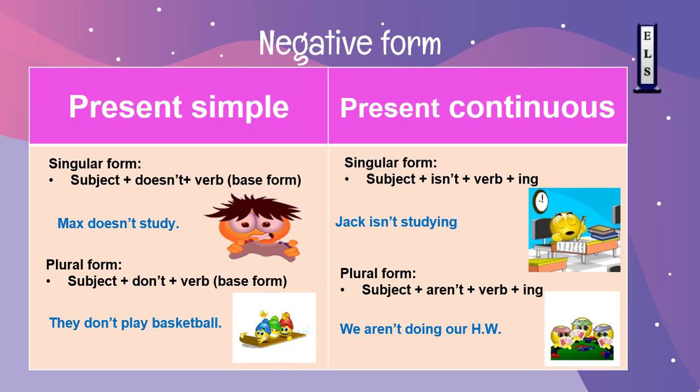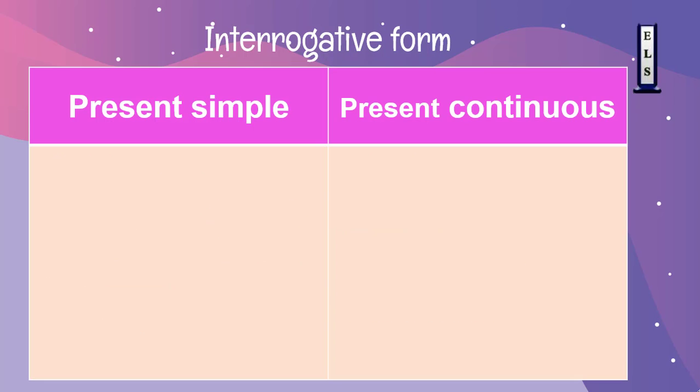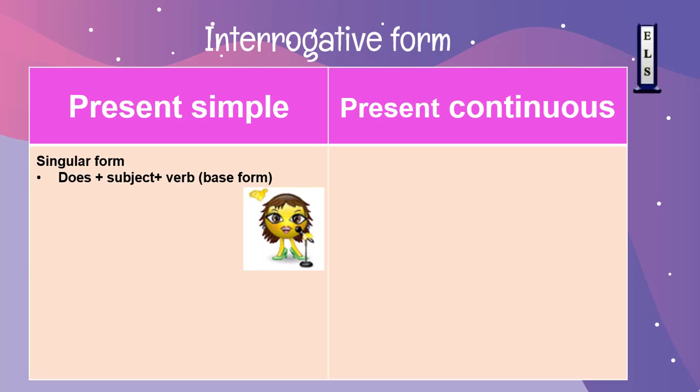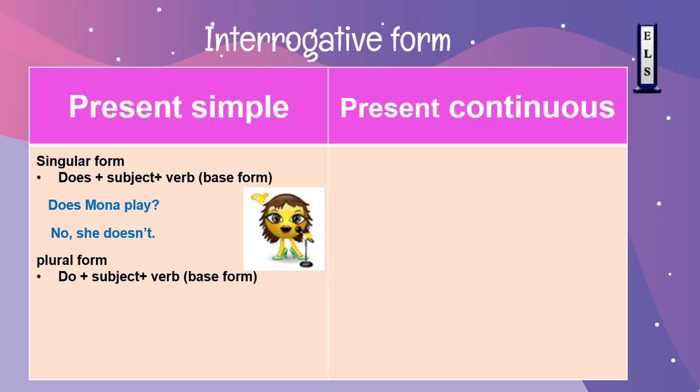Concerning the interrogative form, the present simple, the singular form, will start with does plus the subject plus the verb in the base form. For example, does Mona play? No, she doesn't. The plural form will start with do plus the subject plus the verb in the base form. For example, do they like music?